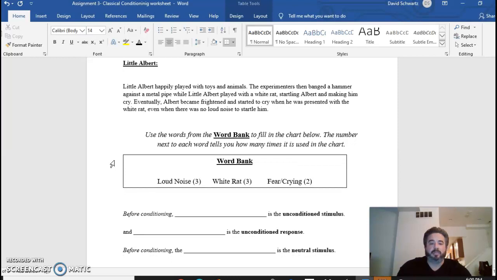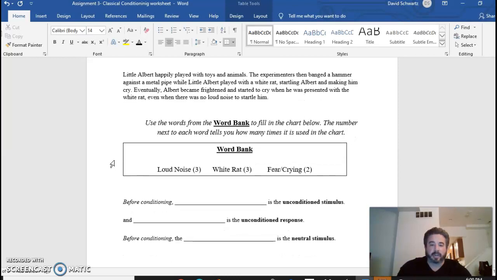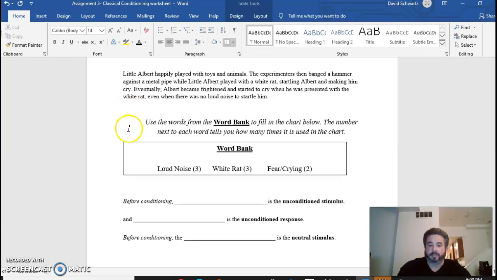Little Albert happily played with toys and animals. The experimenters then banged a hammer against a metal pipe while Little Albert played with a white rat, startling Albert and making him cry. Eventually, Albert became frightened and started to cry when he was presented with the white rat, even when there was no loud noise to startle him.